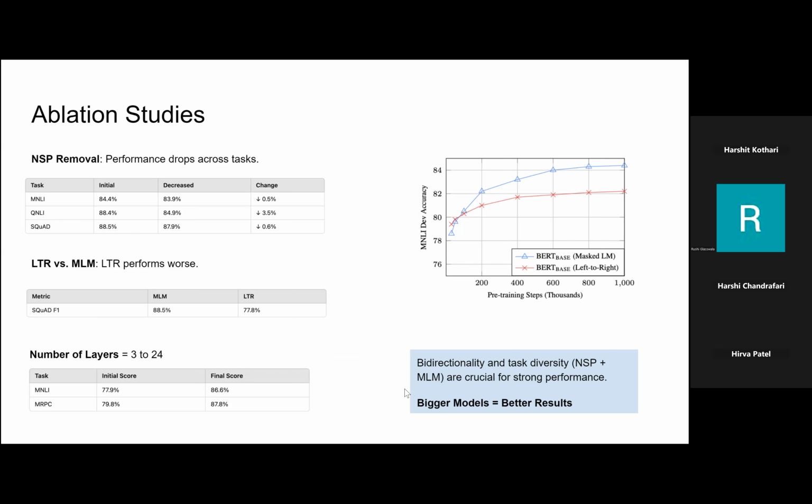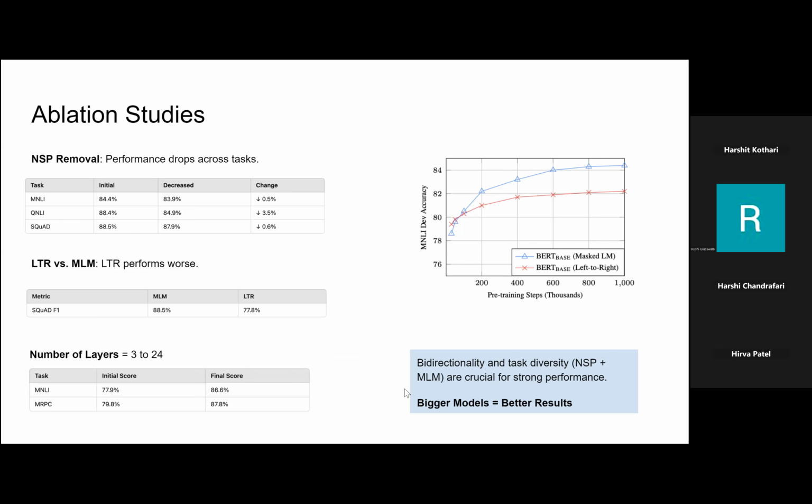Next, we study the effect of the number of layers. So we find that when we go from three layers to 24 layers, we see a very significant increase in accuracy on multiple benchmarks. So it gives an accuracy increase of almost 10%, which is very significant in the industry.